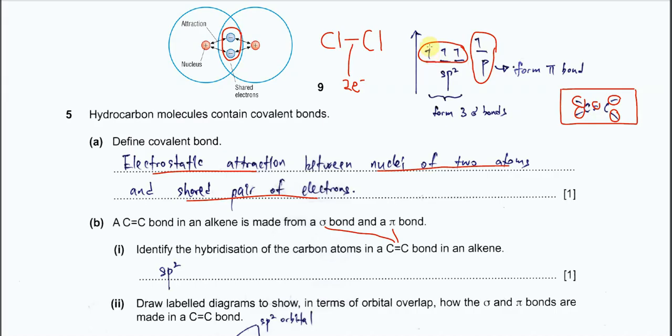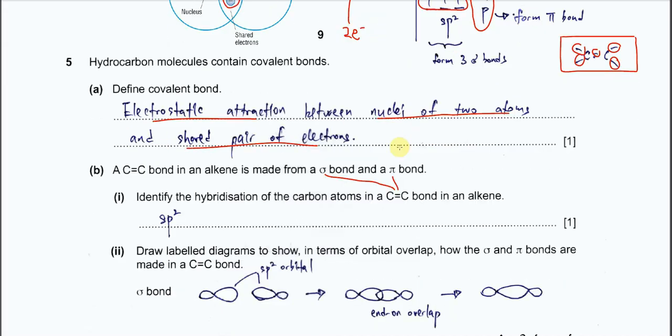Again, the 3 unpaired electrons in the hybrid orbitals will be used to form the 3 sigma bonds, and 1 unpaired electron in the unhybridized p orbital forms the pi bond. Okay, this one forms the pi bond, this one forms the 3 sigma bonds. So therefore, we know that the hybridization of the carbon in this C=C double bond must be sp2.